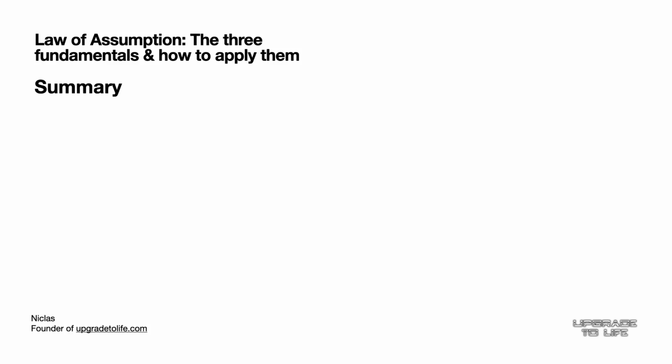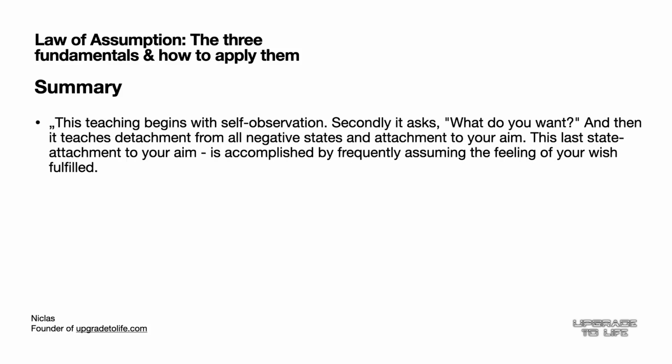And I want to summarize all of that so that you have some takeaways from this video and you will be able to understand those fundamentals and also apply them in your life. This teaching begins with self-observation, right? Step number 1. Secondly, it asks, what do you want? Which is step number 2, right? Definition of aim. And then it teaches detachment from all negative states and attachment to the aim. Attachment to this new state of consciousness, thinking from this point of view of this new version of yourself.